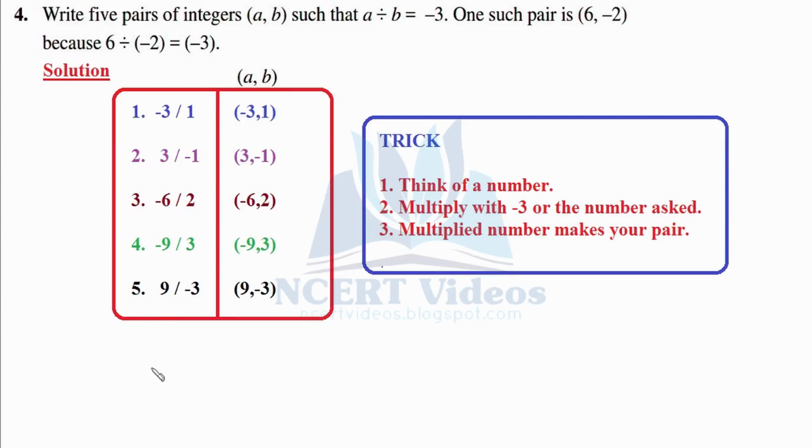Let's see the last one, -3. You thought the number to be -3. You have to think of them as integers. Integers are both positive and negative numbers, including 0 as well. But here you cannot use 0 because it will make it go to infinity, which is a concept you'll learn in your later classes. So -3 into -3 is what? 9. Minus times minus is plus. That makes your pair. So you got the idea. You can find an infinite number of pairs in this way. That was your question number 4.